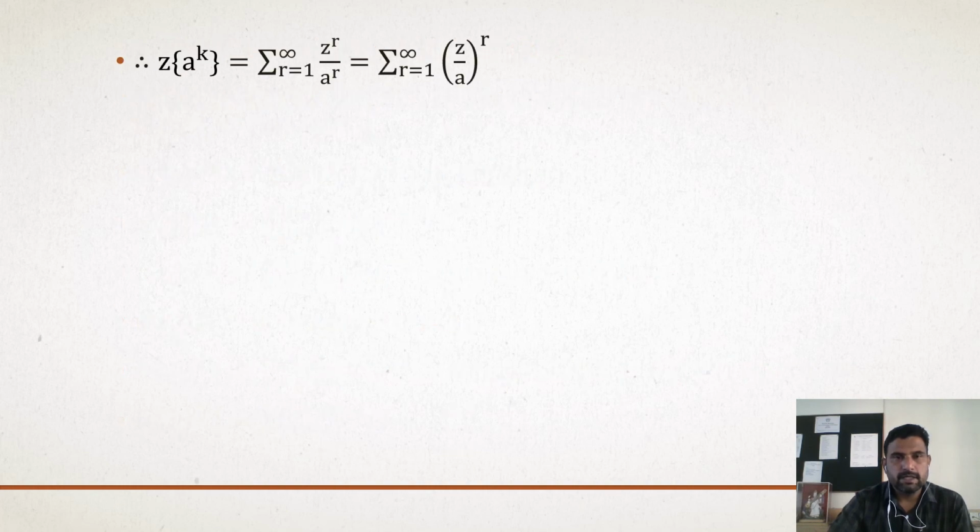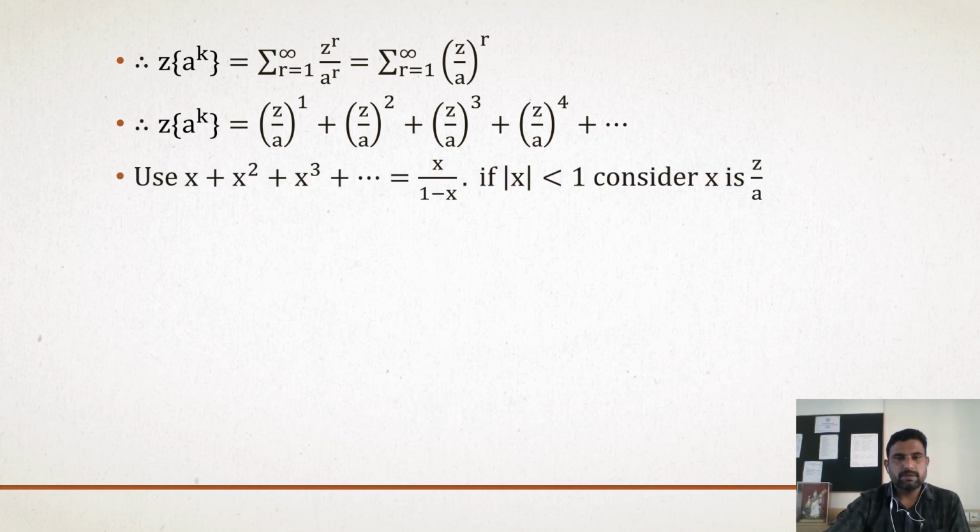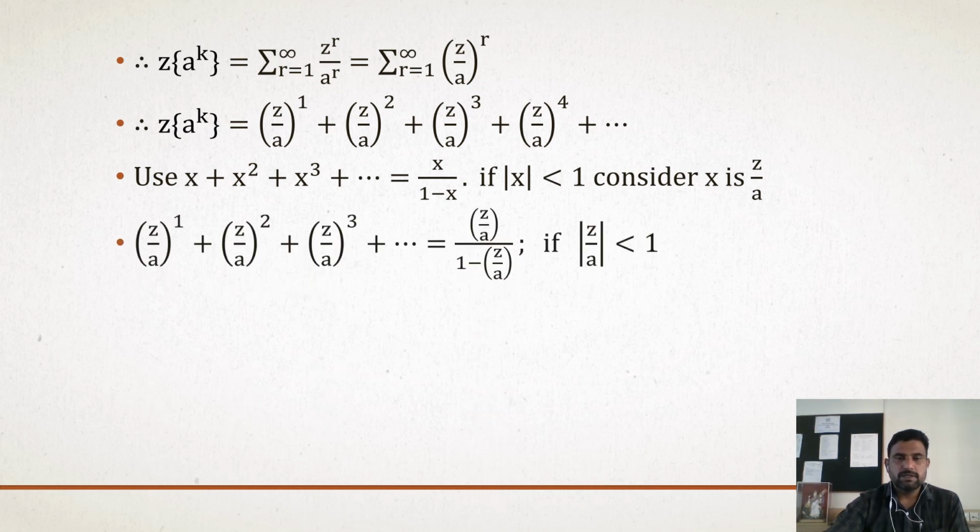Or write the limits r equal to 1 to infinity, z raised to r divided by a raised to r, that is (z upon a) raised to r. Put r equal to 1, 2, 3, then z upon a raised to 1, z upon a square, z upon a cube. Use the result x plus x square plus x cube plus dot dot dot equal to x upon 1 minus x, and here x is replaced by z upon a. So the result for z upon a plus (z upon a) square plus (z upon a) cube plus dot dot dot is z upon a divided by 1 minus z upon a. Simple, put x as z upon a.